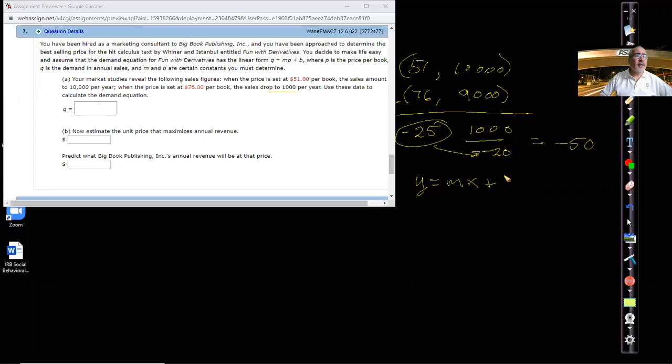Y equals mx plus b. So y is equal to negative 50 times x plus b. And then we can take one of the points. I'll take the 51, 10,000. So plug in 51, and 10,000 is the y value. That will give us our y-intercept. So this is 10,000.